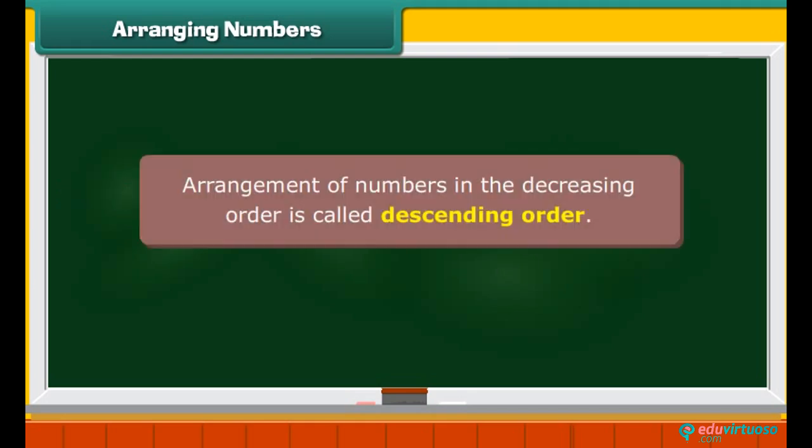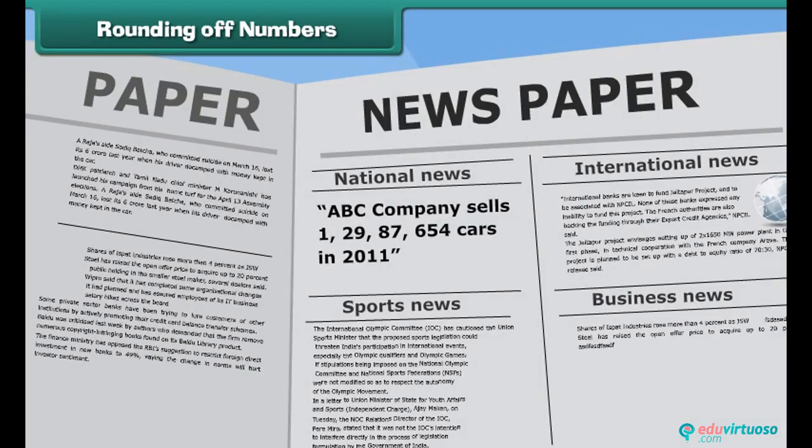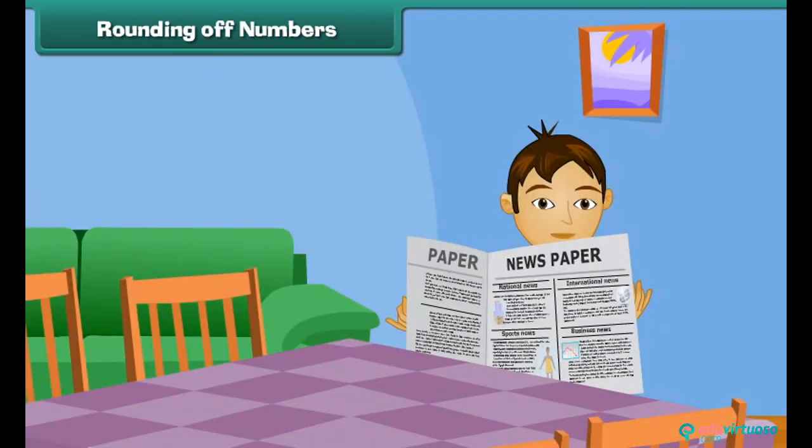Arrangement of numbers in the decreasing order is called descending order. Rounding off numbers. Ratan comes across the following headlines in a newspaper. ABC company sells 1,29,87,654 cars in 2011. Ratan wonders if the figure can be simplified and made easy to read. Yes, we can make the figure easy to read by rounding it off.